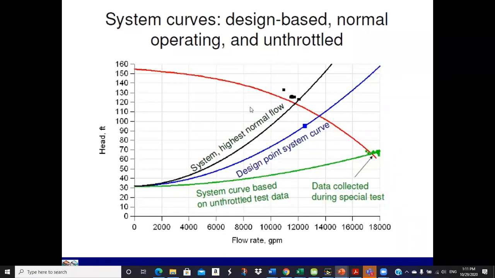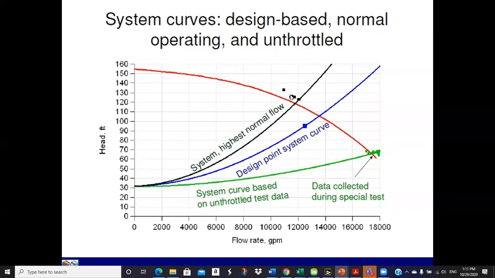So here's our pump curve. Data collected during special tests. The system curve is based on unthrottled test data. So if we open all the valves, we can come here. Here's the design point on the system, and the system highest normal flow. This is where we wind up operating.